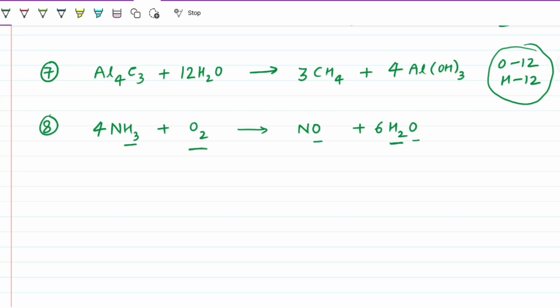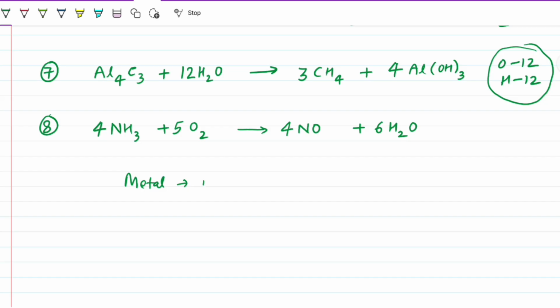The moment I write 6, that means the nitrogen atom also becomes 4. So in order to balance nitrogen, I have to write 4 here. Now calculate oxygen. We have 4 oxygen here and 6 oxygen here. So 6 plus 4 is 10. To balance oxygen, I have to write 5 here. So now this equation is balanced. In this way, we have to balance any chemical equation by following this trend.